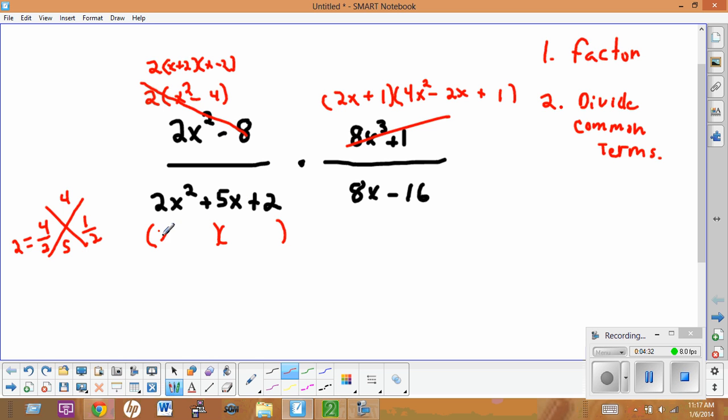All right, so this is going to be an x plus 2. And remember, we can't go x plus 1/2. We have to move the 2 in front of the x, so that's going to be 2x plus 1.